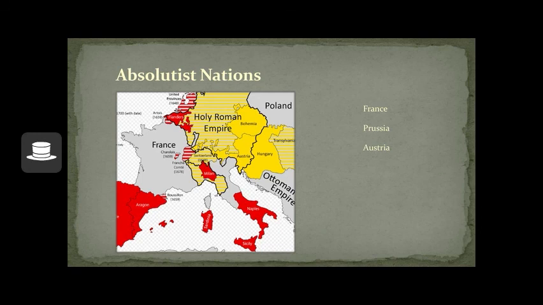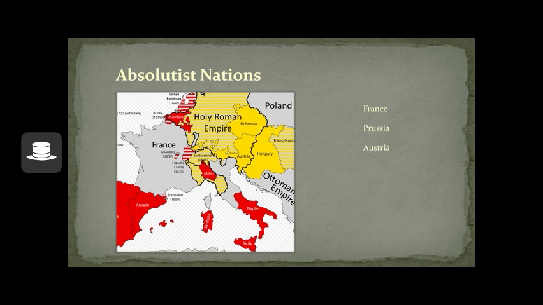Another really important territory that Austria was going to acquire was the Kingdom of Hungary. And you can see that on the map just to the east of Austria. And so the Austrians were going to be a pretty big kingdom, a big empire, really.